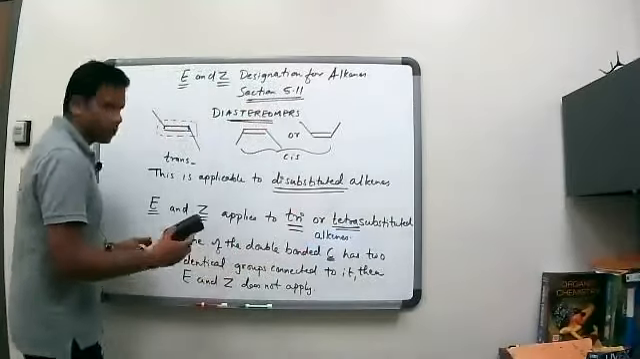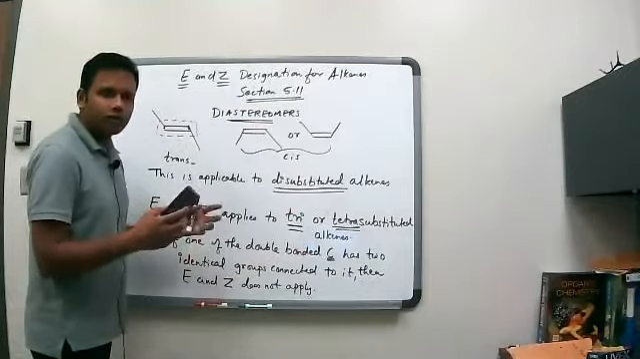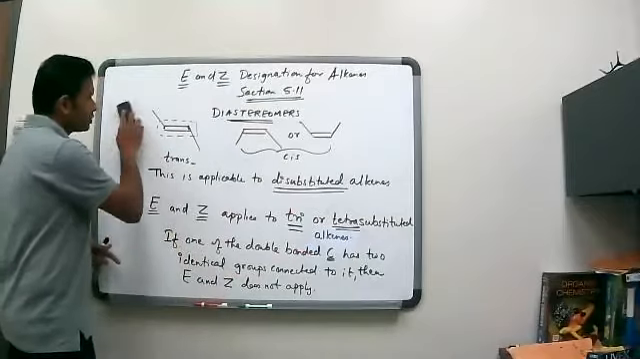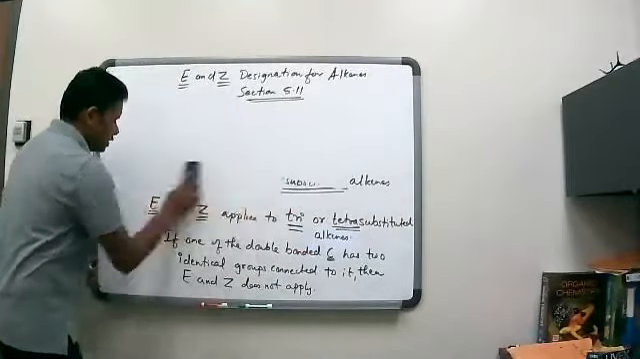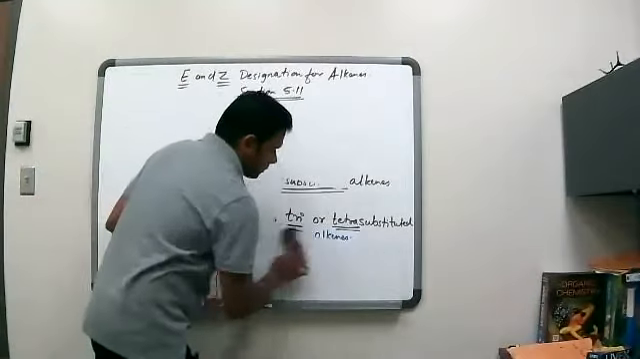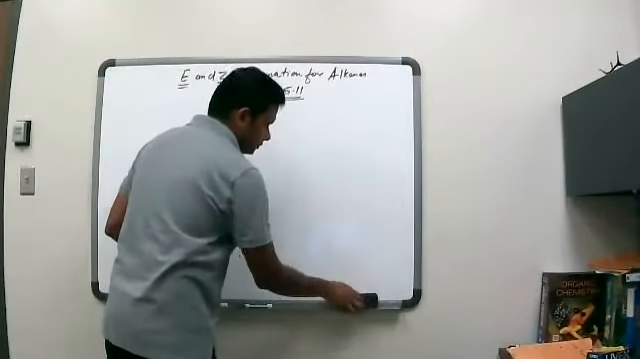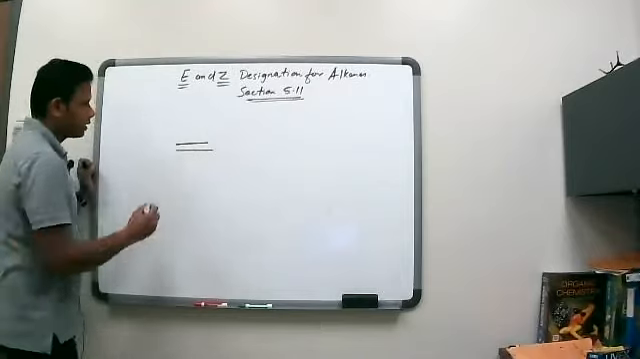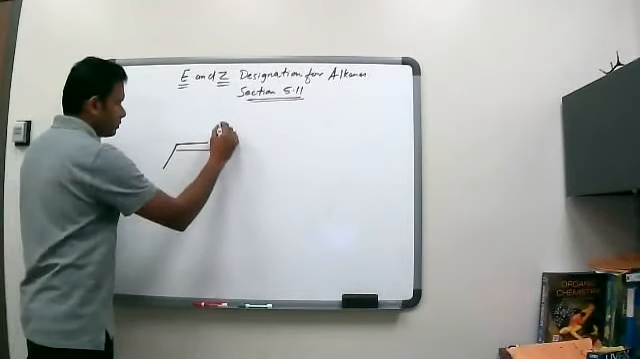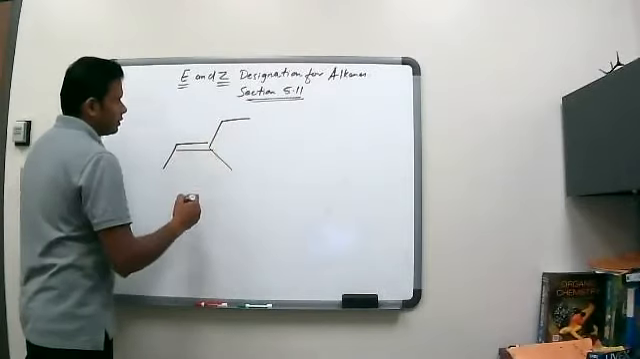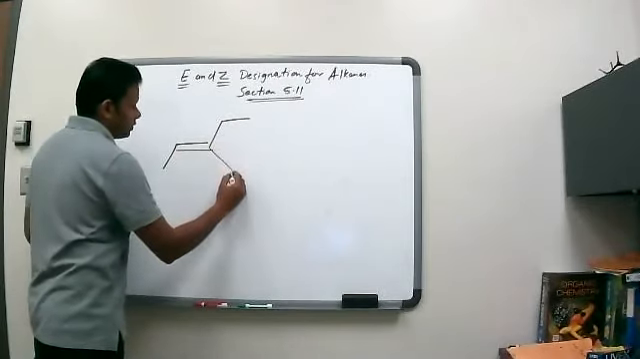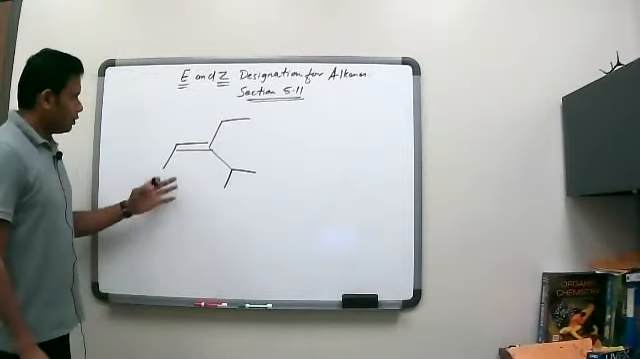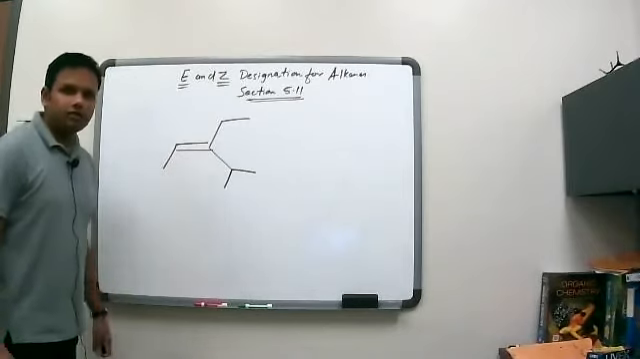So let's look at a few examples, because in some way it's connected to the Cahn-Ingold-Prelog nomenclature that we did for stereoisomers. So we'll look at a few examples to see how this works. Okay, so for assigning E and Z, let's choose a tri-substituted alkene to start out with. Let's say we have an alkene here, and we have to assign E and Z configuration to this.